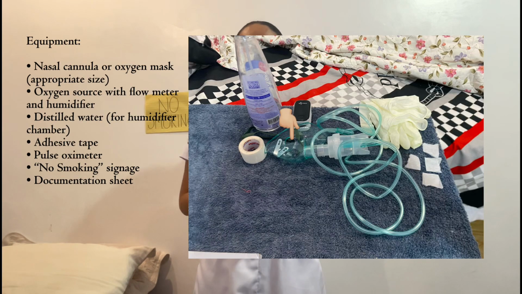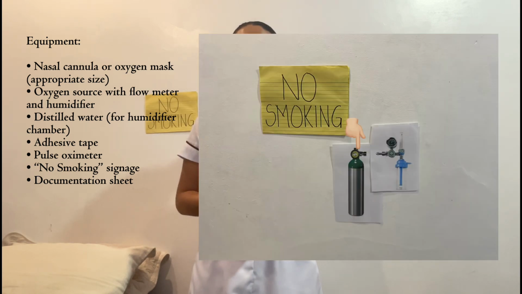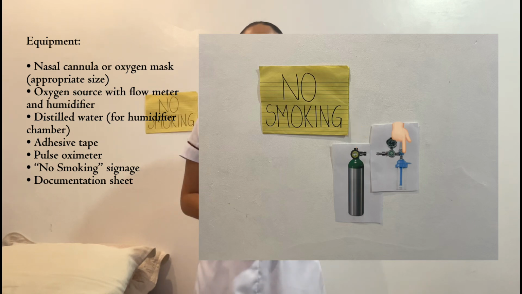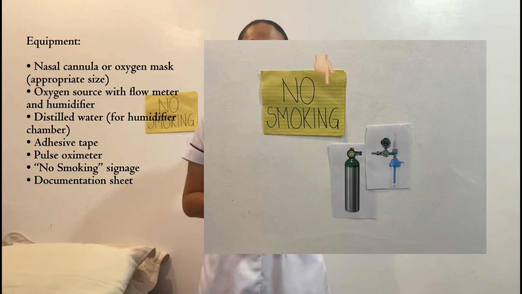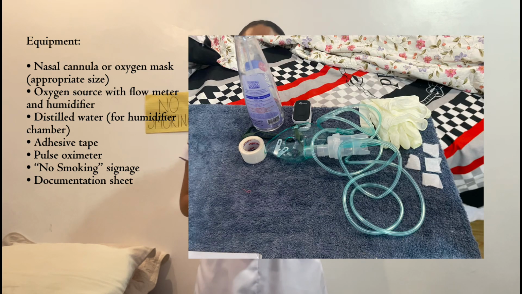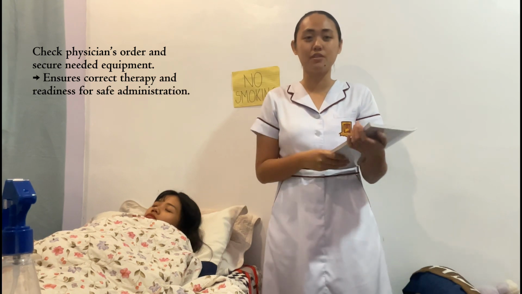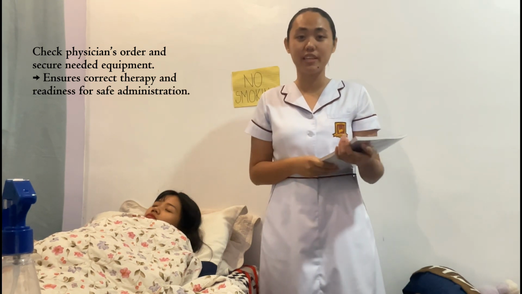So, the equipment that will be used in this procedure is firstly the nasal cannula or oxygen mask, appropriate for the patient size. Then the oxygen source with flow meter and humidifier. Next is the distilled water for the humidifier chamber. Then adhesive tape. Next is the pulse oximeter. And then also the no smoking signage. And then the documentation sheet.